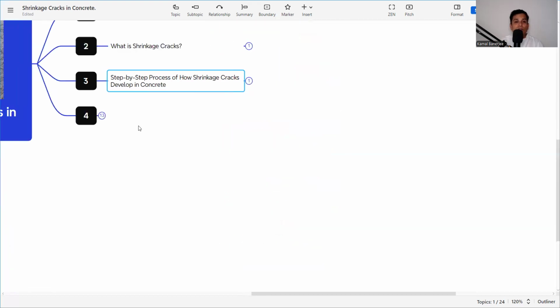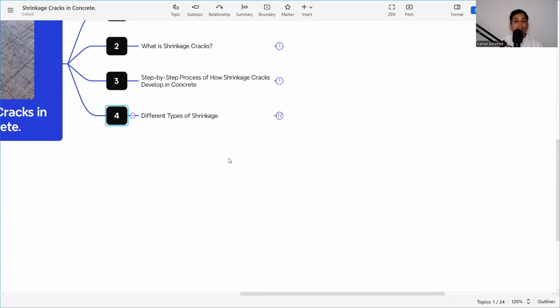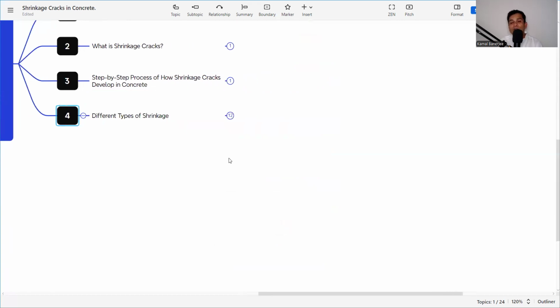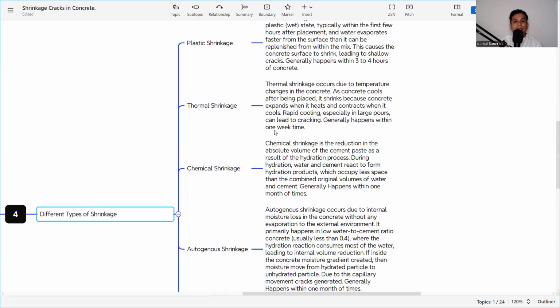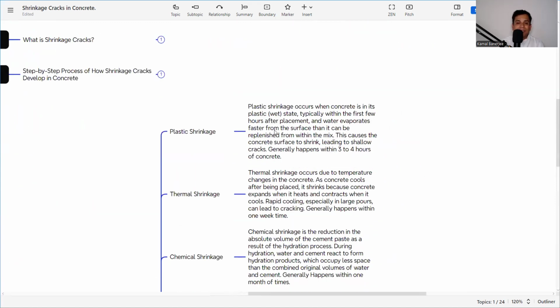Now we'll learn what the different types of shrinkage are. We only know about plastic shrinkage. Whenever we place concrete, within 3-4 hours a light crack appears randomly; we call this plastic shrinkage. But there are different types of shrinkage also. So we will discuss them one by one. The first thing is plastic shrinkage.